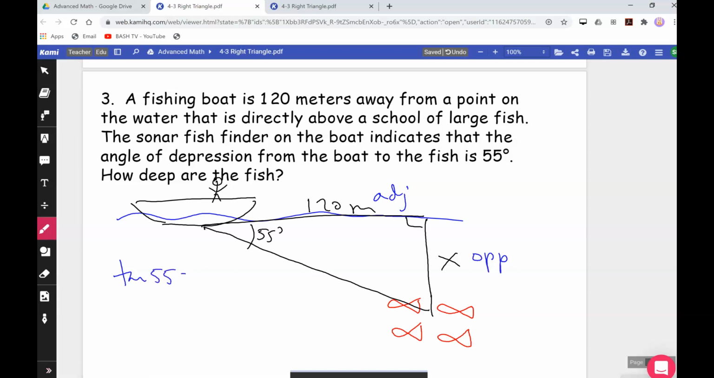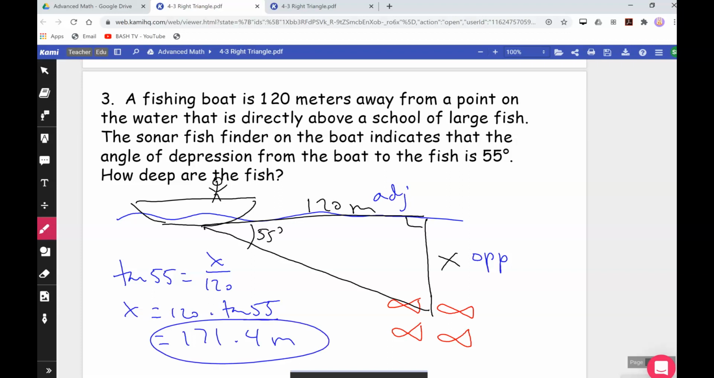So tan of 55 is x over 120. You're going to multiply 120 times tangent of 55. So what do we get? 171.4 meters. That's how deep the fish are.